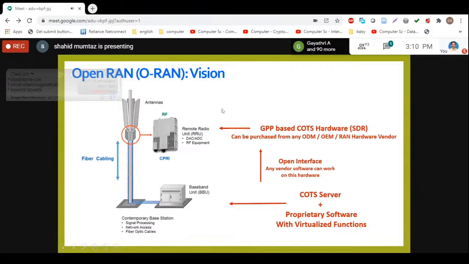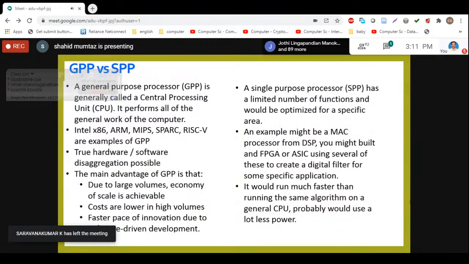But this will decrease a lot of cost, because you are using very ordinary hardware from your shelf, and you can put the software from a different vendor to run it. And you can see that everything will be open, so everything will be virtualized. So you can develop a lot of algorithms, a lot of solutions, without worrying if it's running on that hardware or not. It will run.